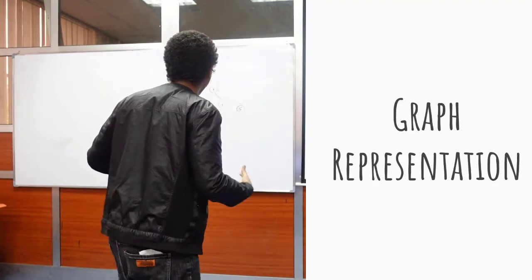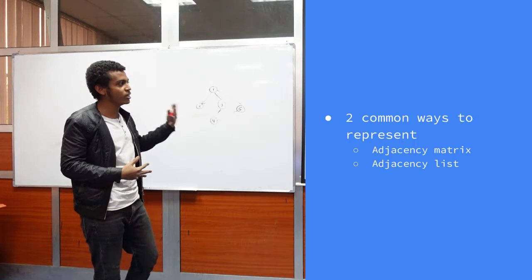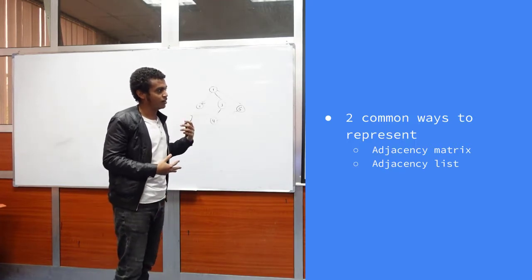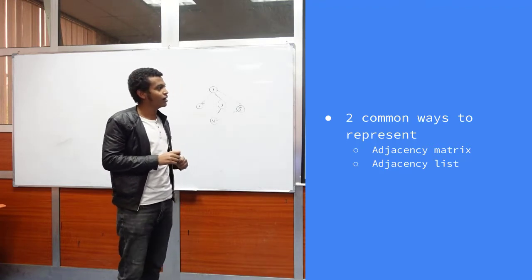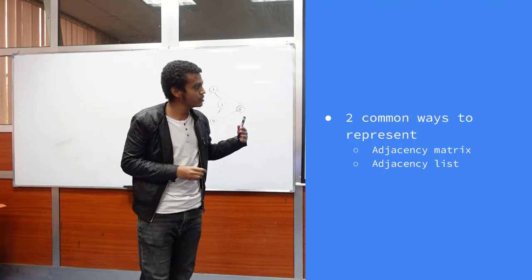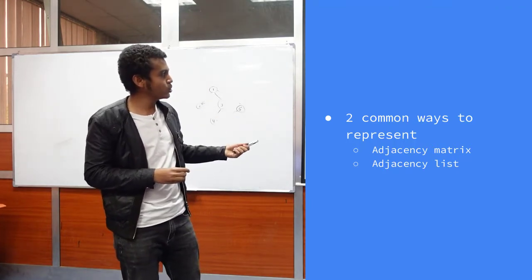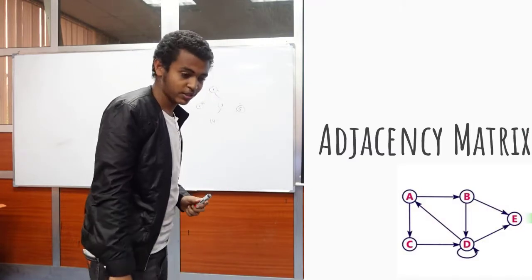So, now that we have the basic concept of what graphs are, let's see how we can represent some. We have two common ways to represent graphs, and each of them has its own advantages and disadvantages. We'll look into it while discussing them. So the first one is the adjacency matrix.